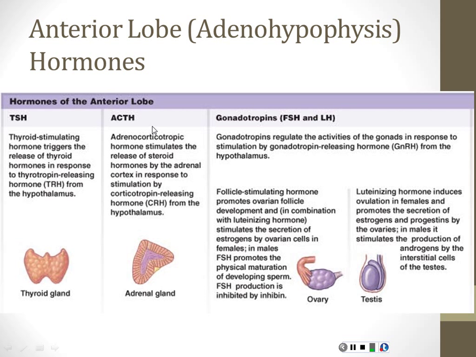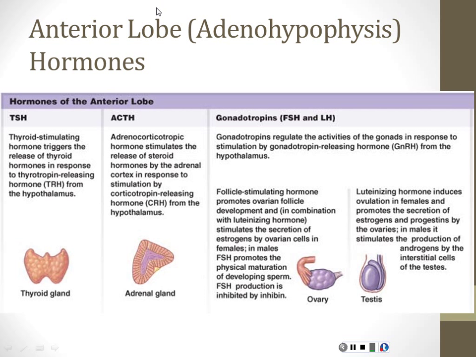So adrenocortico says where the cells are. The cortex is just outside of the thing, the outermost layer. Medulla is the inside of the thing. Medulla inside, cortex outside. So what about tropic? Tropic means to activate. So a tropic hormone, which there are lots of them, is a hormone that stimulates. It causes something to happen.